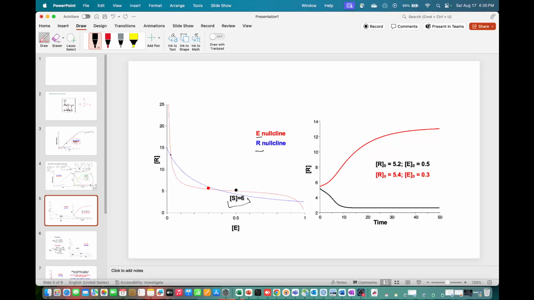Now how many steady states do you see here? I see one here, I see one here, and I see another one here. For a single value of S, you can see there are three steady states, because E and R are the ones that we are looking at, and these are their nullclines, and where the nullclines meet will be the steady state of the system, right? So this is giving us three steady states.